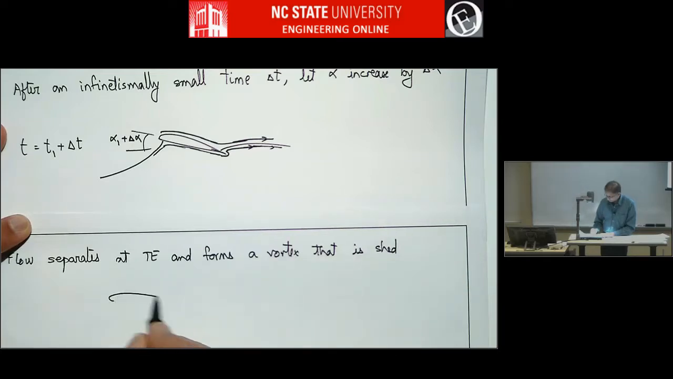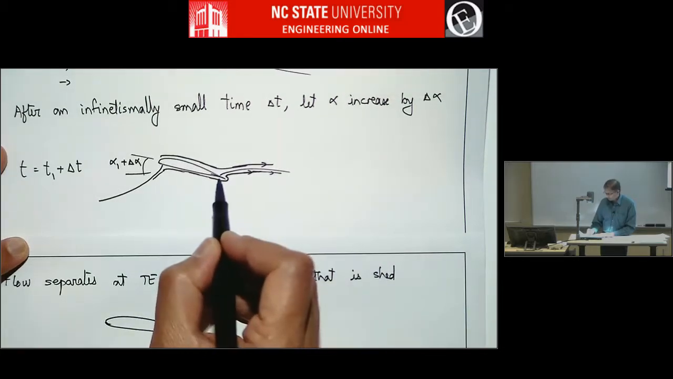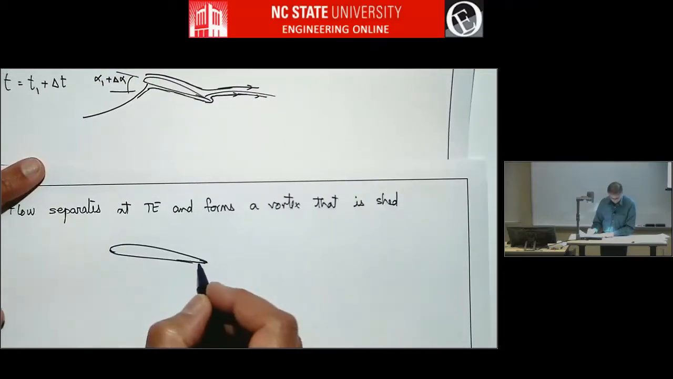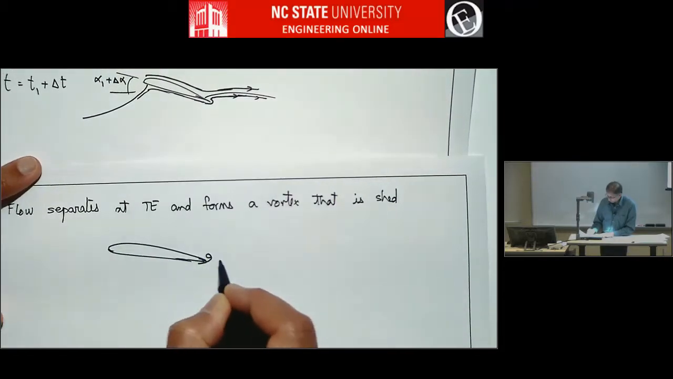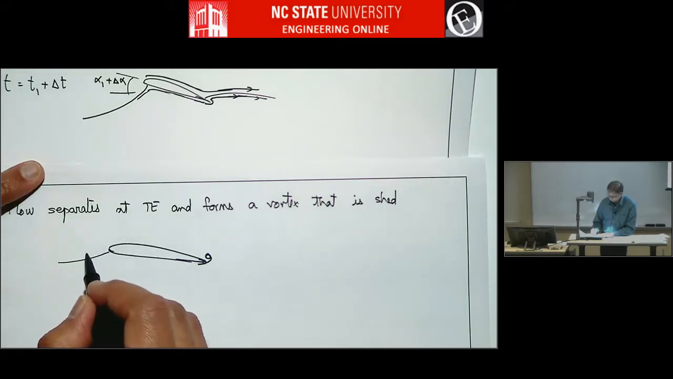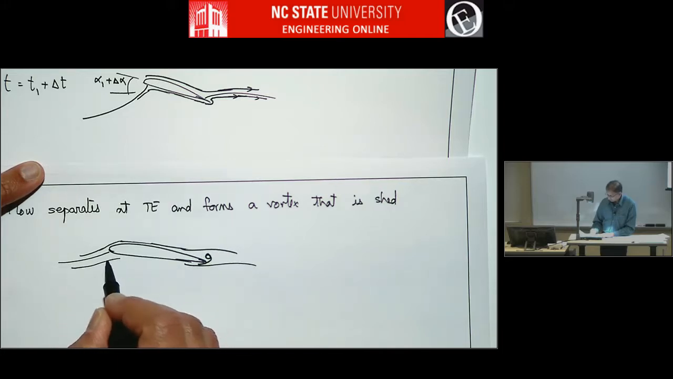So what happens is this airfoil, this flow, earlier this flow was for a very tiny instant of time, it went around the sharp trailing edge, and that will form a vortex here because of separated flow. And so for a very small instant, you will have a flow like this.